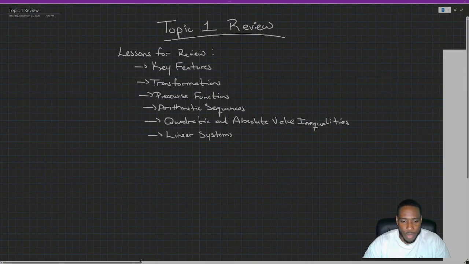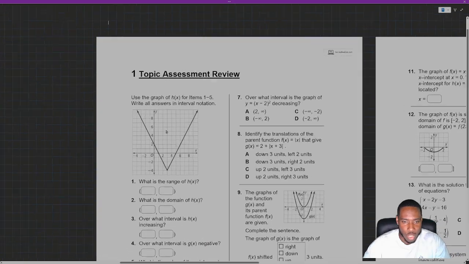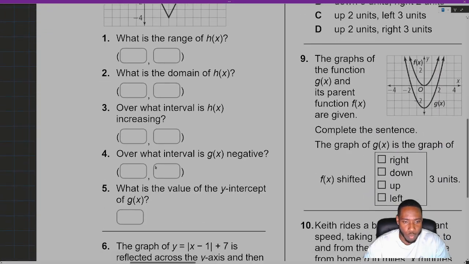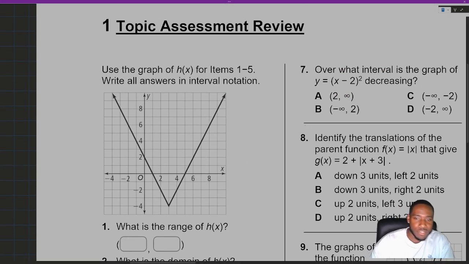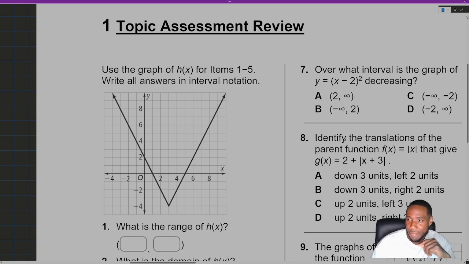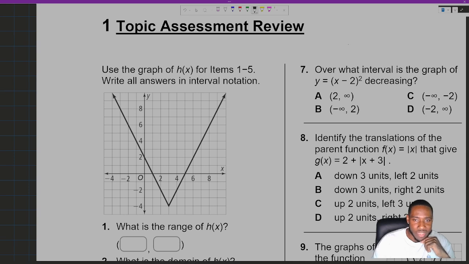I'm going to start by taking a look at numbers 1 through 5. So we're given this absolute value graph, and we're asked to write all our answers in set notation or interval notation for this function's key features. I'm going to go ahead and get my pens out. And so the first question they ask us is, what is the range of this function?